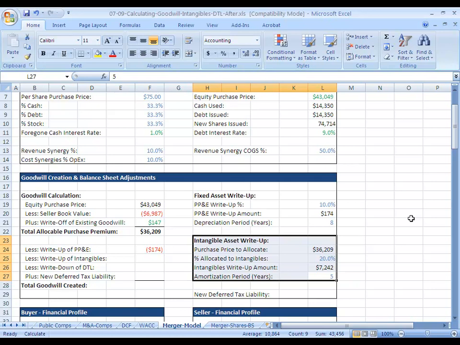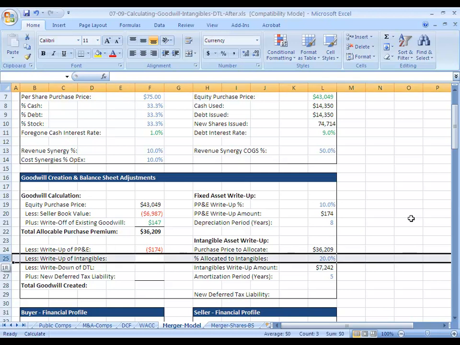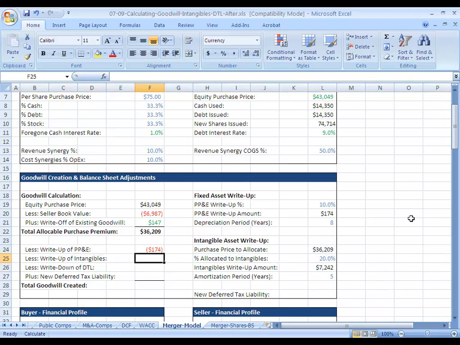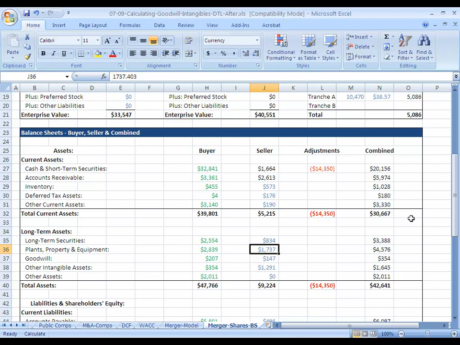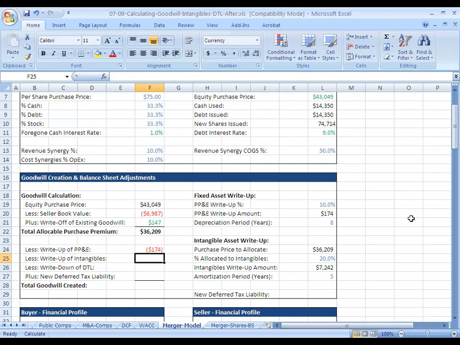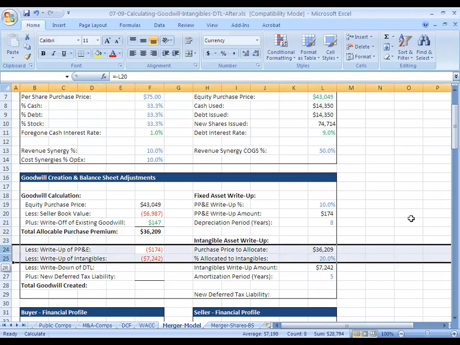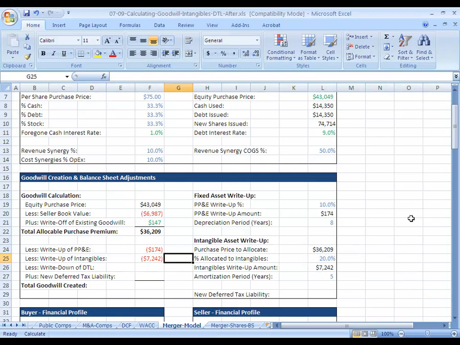So with all that in place, moving back to our goodwill calculation, remember that when we have additional intangibles, that adds to what's on our asset side, which means that we need less goodwill in this case. So what we can say here is we can take our intangible write-up amount, put a negative sign in front of it, and subtract it right there. So we have in place the write-up for the PP&E and also for the intangibles here. For the intangibles, we're just assuming that a certain percentage of the purchase price is allocated toward them.